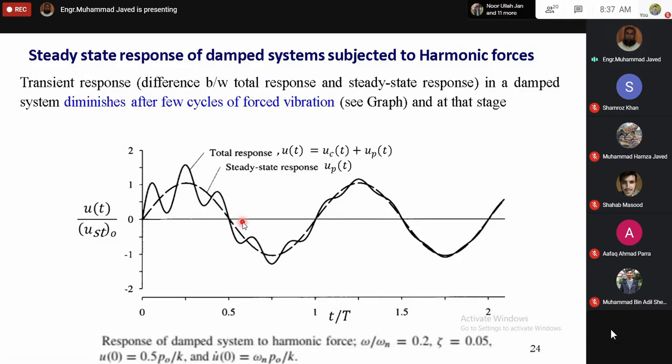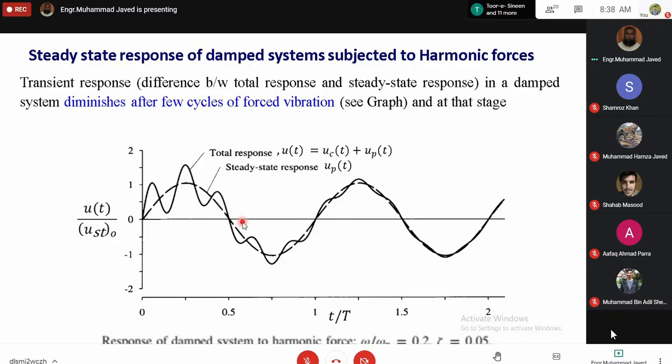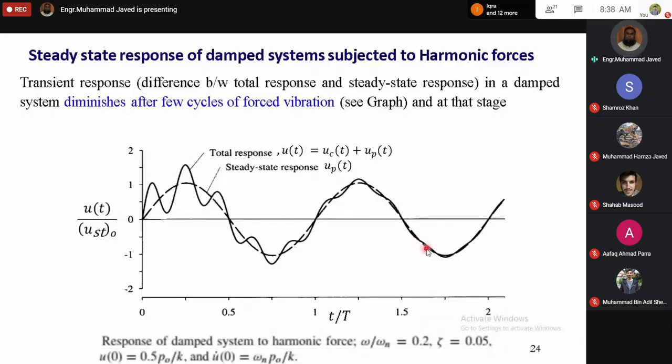With the passage of time, total response और steady state response में फर्क बढ़ रहा है, कम हो रहा है या खत्म हो गया है? You can see that after some time, after some cycles, in this case, after almost one cycle, both the curves overlap each other, which shows that total response and steady state response becomes equal.